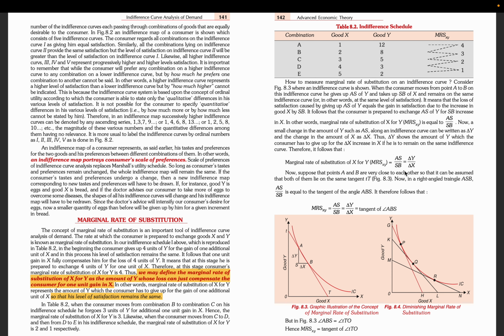Typically it's 1. Now suppose that points A and B are very close to each other, such that it can be assumed that both of them lie on the tangent TT. Now in the right angled triangle ASB, AS by SB is equal to the tangent of the angle ASB.